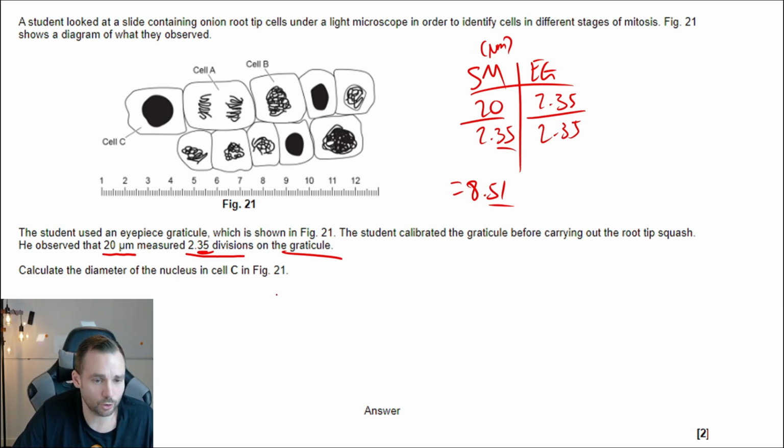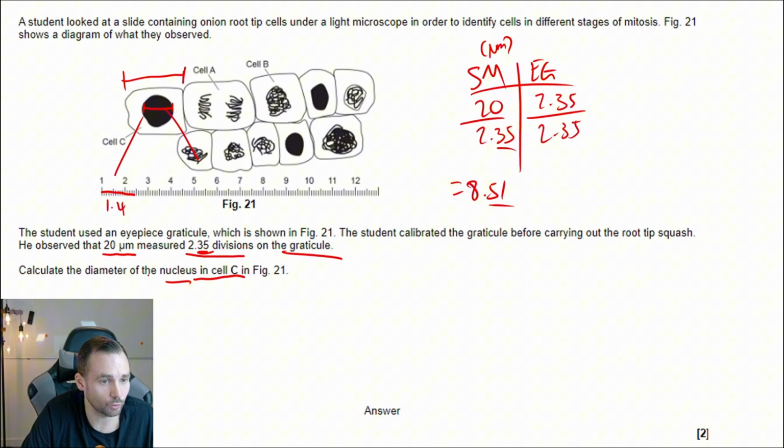So now the question itself is asking us about the nucleus of cell C. It would be really easy to not spot the word nucleus. It's just the nucleus. Now what you want to do here is not draw lines down, because that's going to leave inaccuracies if you do it at a funny angle. You want to physically measure the width of that and then lay that width on top of the graticule. Let's say it comes out to 1.4 on the graticule. Remember, this is starting at 1, not at 0. So from here to here where my red line is, that's 1.4.